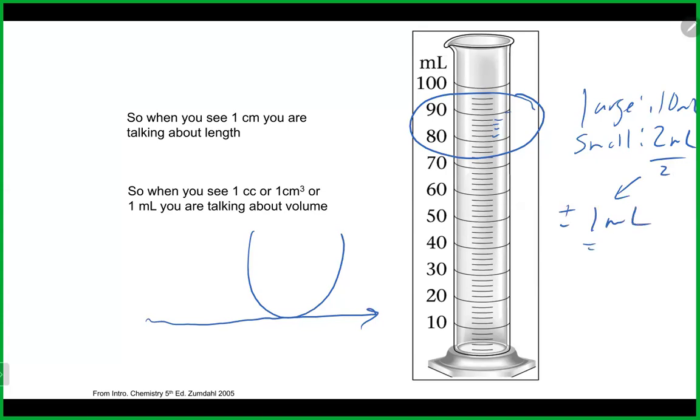That means the best we could do, if we divide that by 2, is plus or minus 1 milliliter. So if we were using this particular piece of glassware with this particular scaling, the best measurement we can take is to the whole number. So remember that that's based on the piece of glassware, and you can't take the reading any more precisely than that.